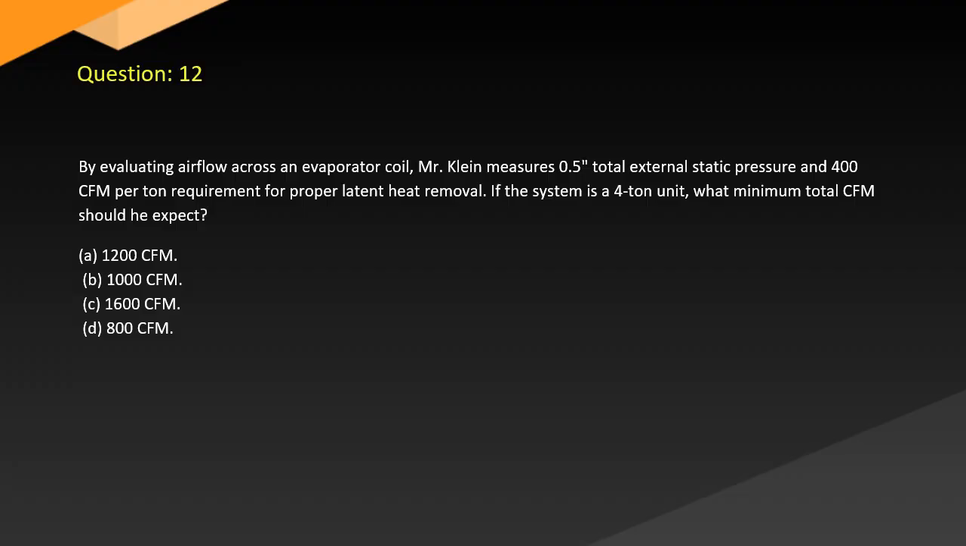Question 12. By evaluating airflow across an evaporator coil, a technician measures 0.5 total external static pressure and a 400 CFM per ton requirement for proper latent heat removal. If the system is a 4-ton unit, what minimum total CFM should he expect? A. 1200 CFM. B. 1000 CFM. C. 1600 CFM. D. 800 CFM.